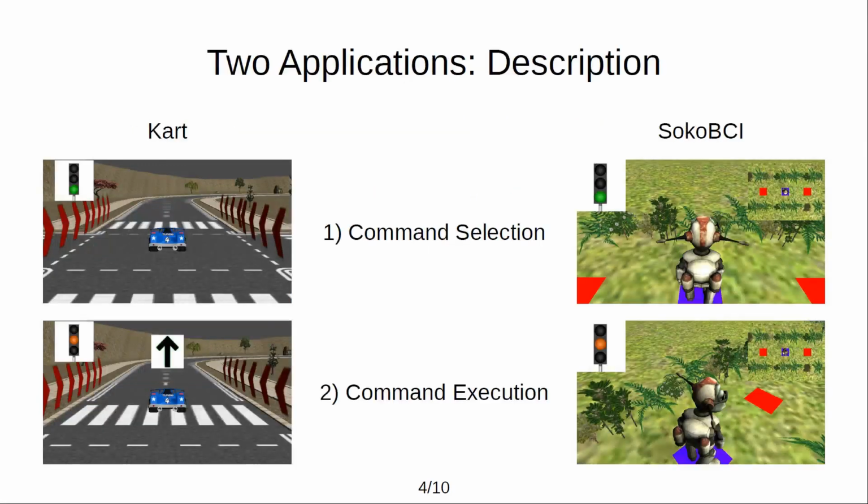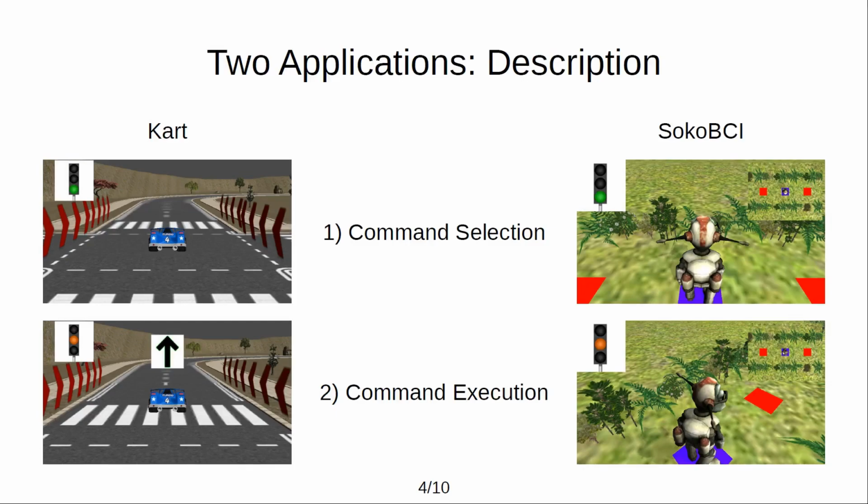About our applications. The first application is a card-driven application, and the second is a puzzle-solving application that we called SOCO-BCI. Both applications have a 3-light fire, which gives the different periods between the command selection and the command execution and the breaks. The green light gives the command selection period. It's the moment where the users have to do the motor imagery task. The orange light shows where the application reacts to the classifier's output.